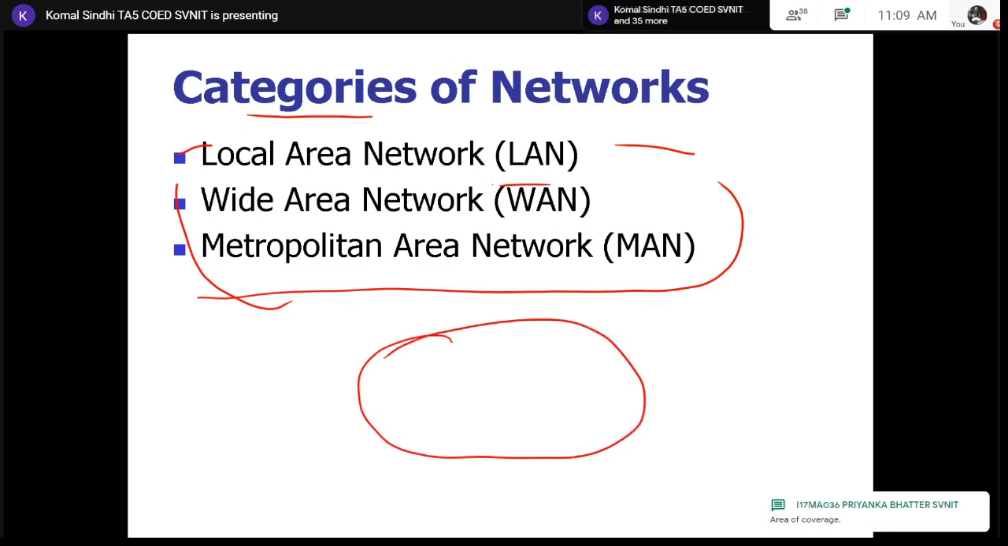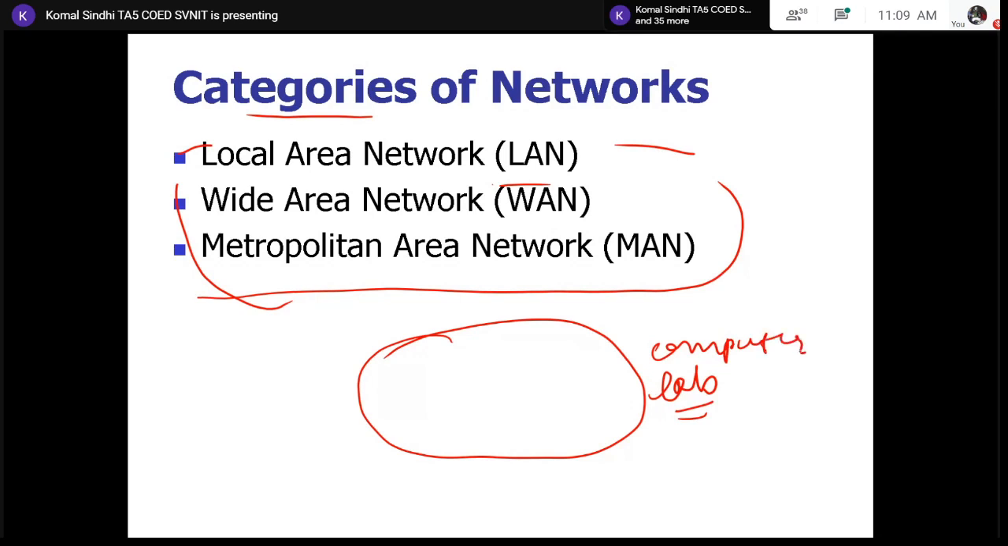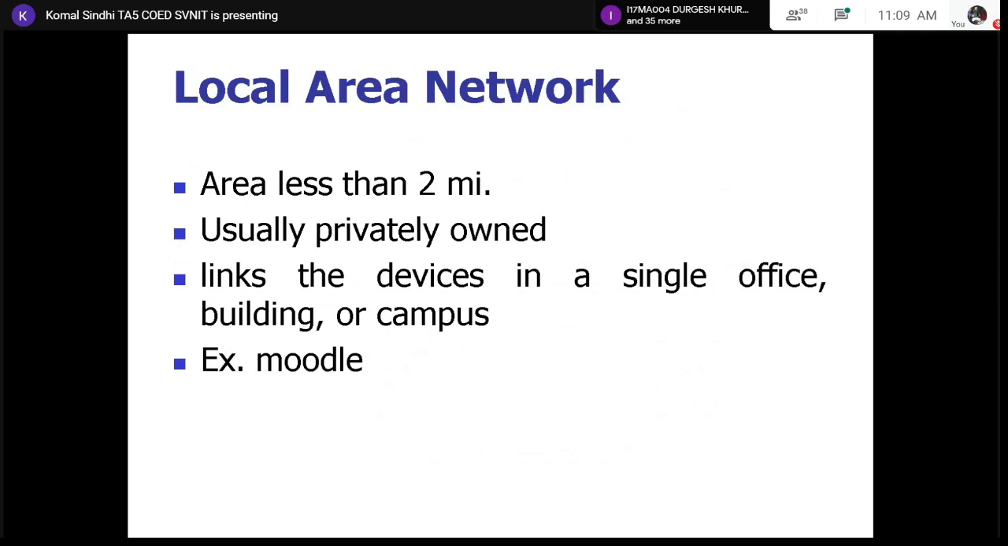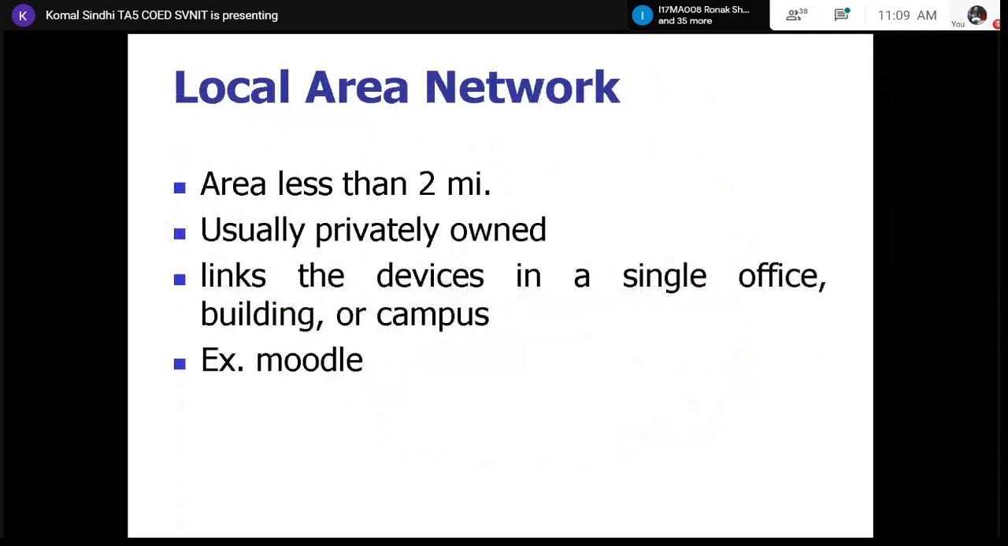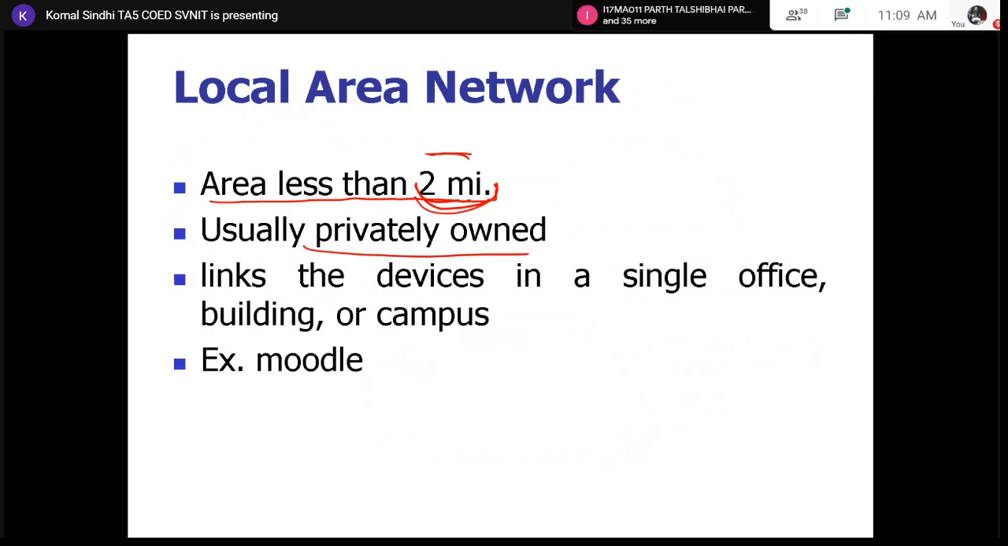Suppose the distance under consideration is only a single lab, a computer lab. Then we can say that it is a LAN, right? Because yeah, area of coverage. So what are the characteristics of LAN? The area under consideration is less than 2 miles mostly. Then it is always privately owned. In most of the cases, LAN is a privately owned network.